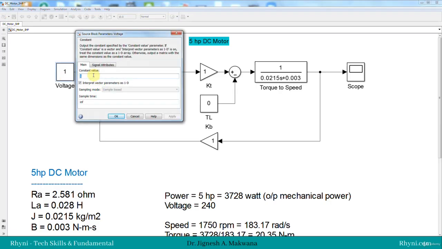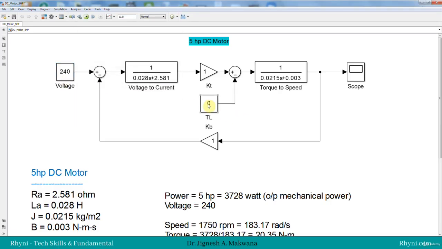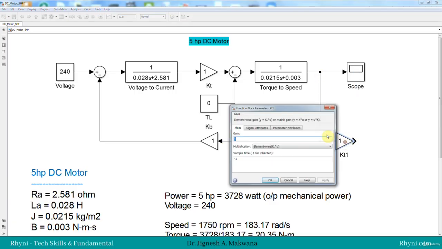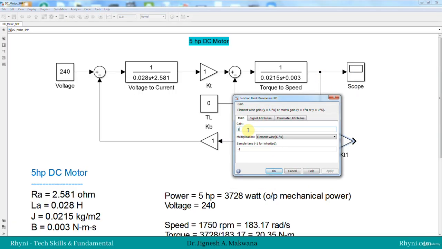First we will supply the full voltage of 240 volt by ensuring the load is 0. So load torque is 0, supply voltage is 240, and speed is in radian per second. We will also measure the speed in RPM, so I will use one gain block. This is radian per second and it converts into RPM, so we need to convert by 30 by pi.